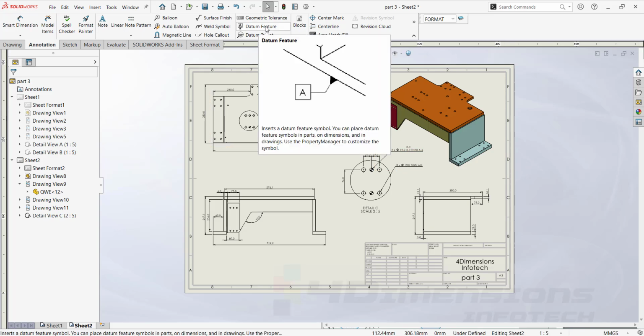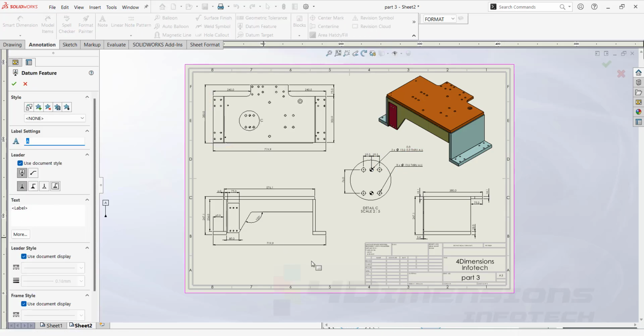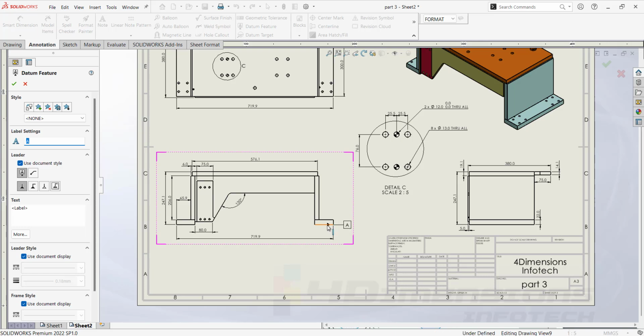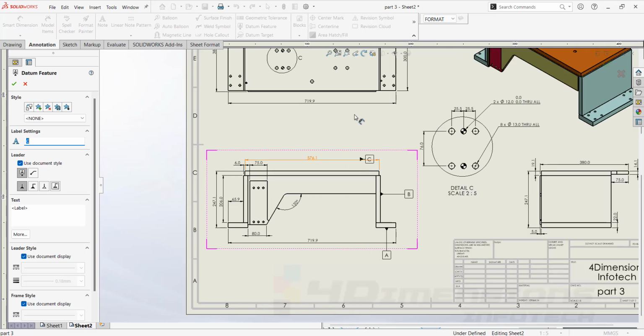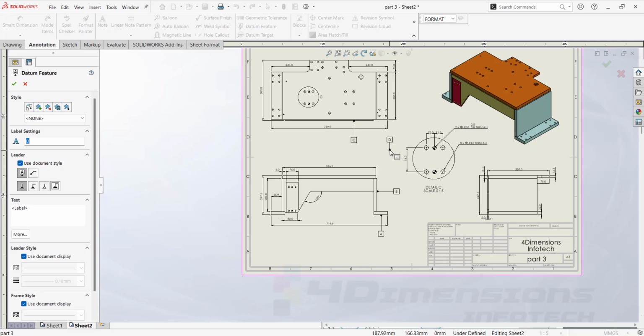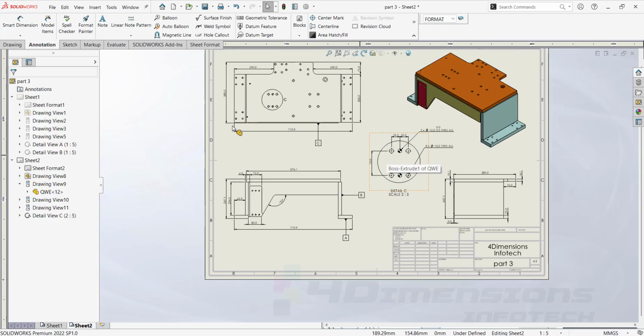So first we will apply the datum features here. I'll take this as datum A, the bottom face, this side face as datum B, and this space as datum C. So now datums are being applied. So now we are going to apply geometric tolerances here.